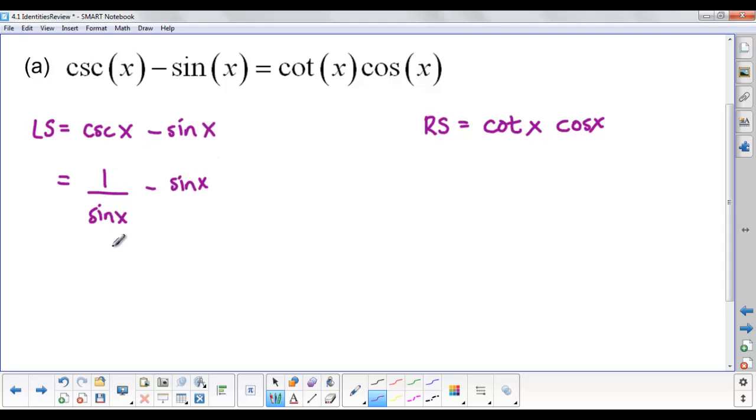Essentially we have two fractions being subtracted, because this sine x is really sine x over 1. In order to subtract fractions, we need a common denominator, which would be sine x. So I'm going to take the second fraction and multiply both top and bottom by sine x. Then we're left with 1 over sine x minus sine squared x over sine x.